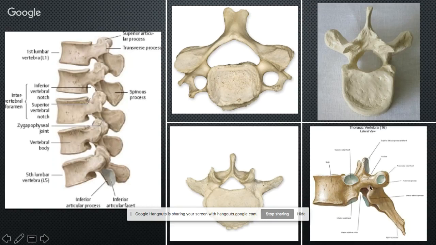This here is the transverse process. So right there, here, here, here, and here. And specifically on the thoracic vertebrae, it'll have a costal facet, which is where the rib will connect, the costal facet.